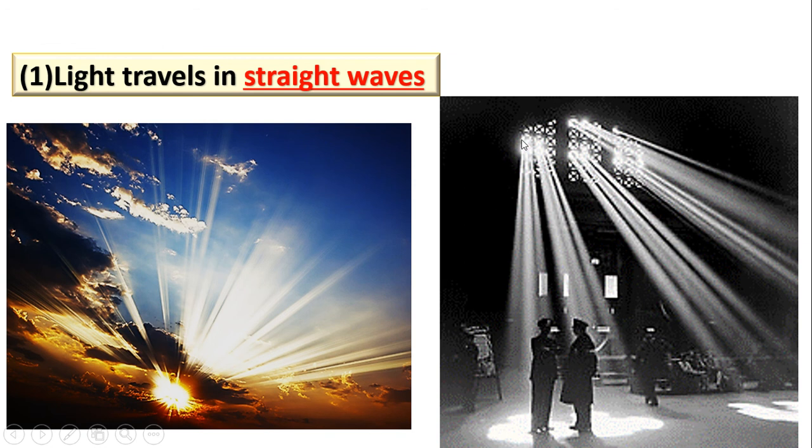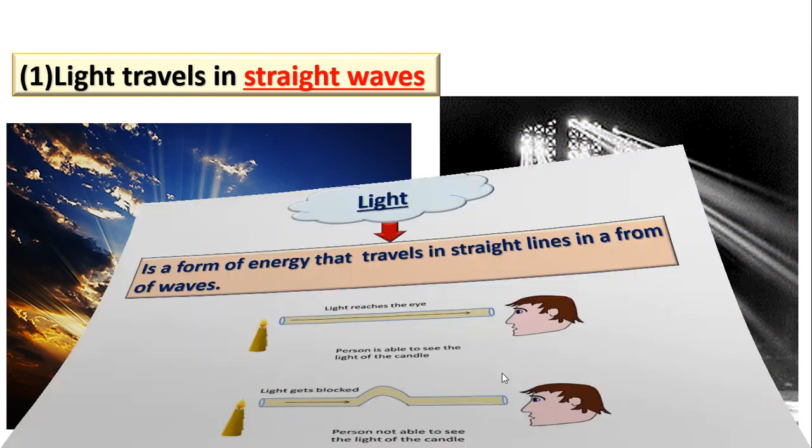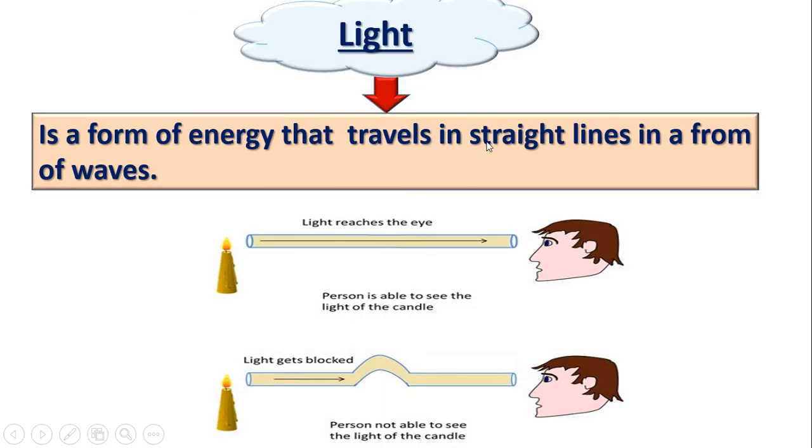Look at the light of the lamp. The light of the lamp also moves to us in straight waves. So light travels in straight waves or straight lines. The light travels in straight lines in the form of waves.